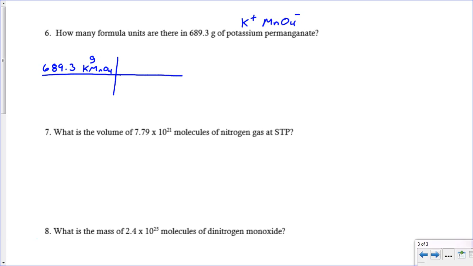And then we're going to try and go from grams of KMnO4 to moles of KMnO4. And then we get out of moles of KMnO4, so we want that in the bottom to cancel out moles of KMnO4. And we want to get into formula units, which I'll abbreviate FUN again, formula units of KMnO4.